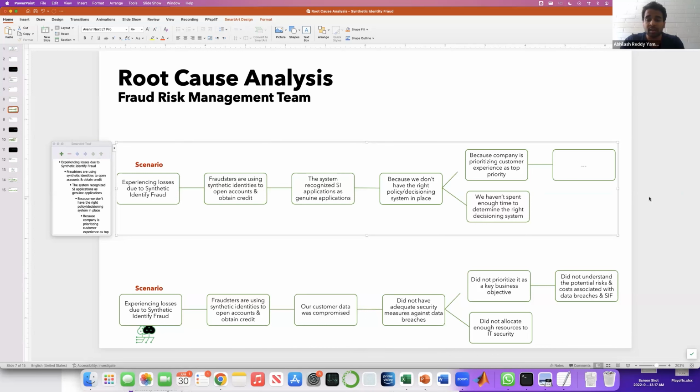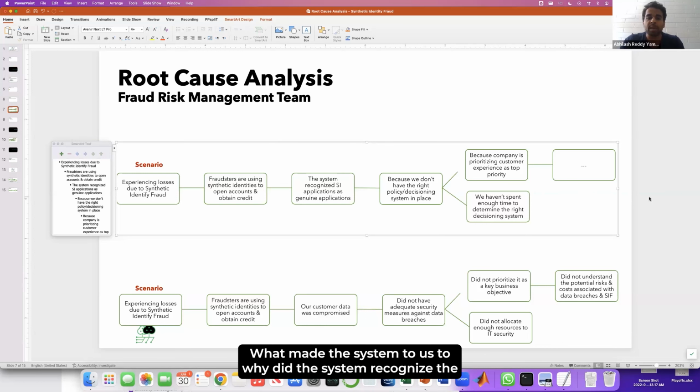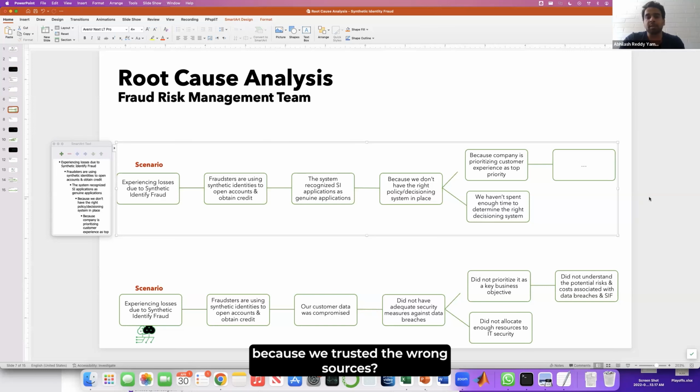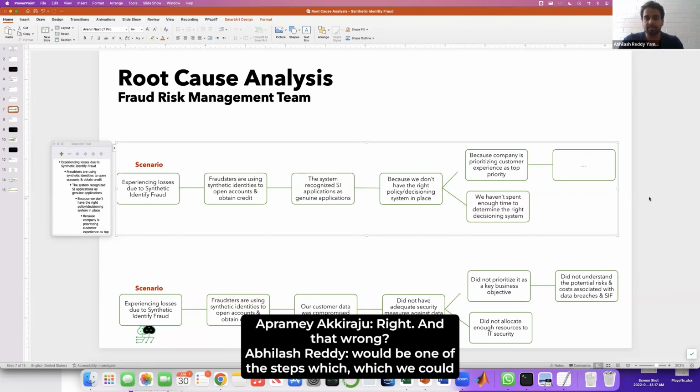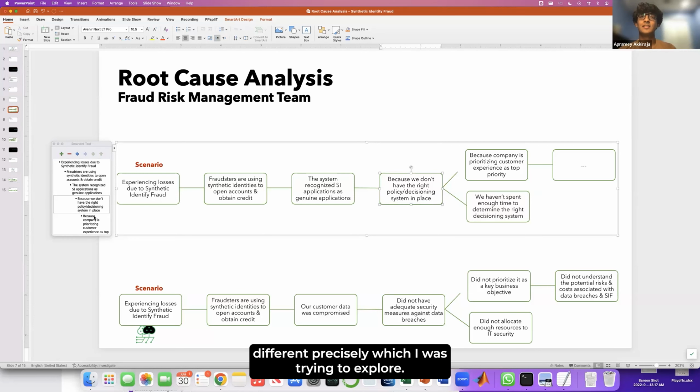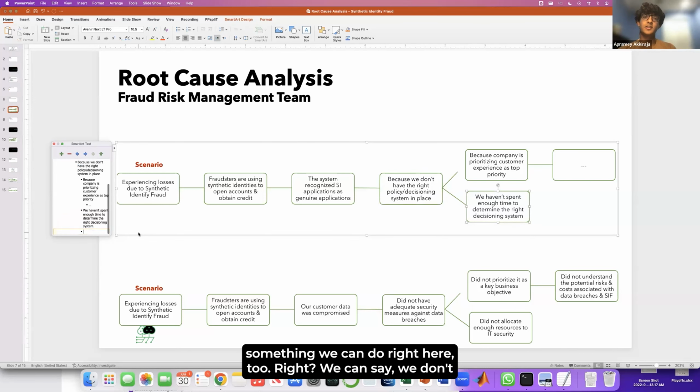We can say, what made the system ask, why did the system recognize the application as a genuine application? We can say that because we trusted the wrong sources. And the wrong sources could be one of the steps we could take in the third thing, right? So that is the different perspective which I was trying to explore. And I feel like that's something we can do right here too, right?